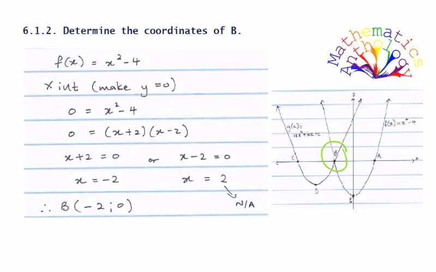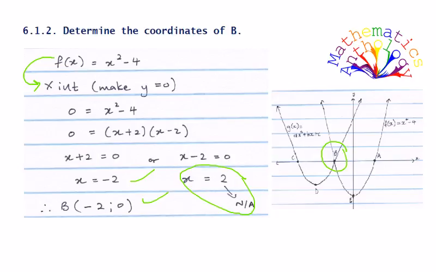6.1.2, determine the coordinates of B. Now if we look at our graph, B is the x-intercept of the f graph. It's also the x-intercept of the g graph. The rule for x-intercept is you make y equal to 0. Now the only graph that we can use here is the f graph because we have the equation of the f graph. So in the f graph we'll make y equal to 0 and we'll solve for x.